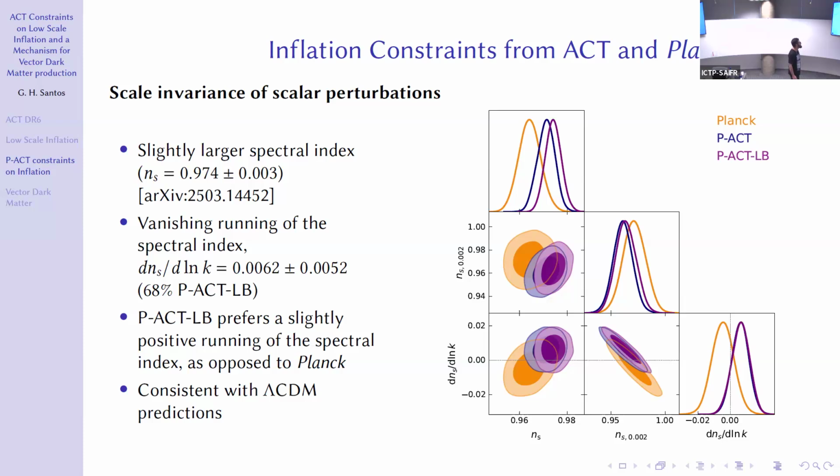No, there's no tension. They just find the value of NS is slightly larger, only a little bit more positive, closer to one. They also compare the running of the spectral index. So dNS/dlnk is very, very small, 0.0062 plus or minus 0.0052. But the small difference between this and the results from Planck is that this data is going to prefer slightly positive running, whilst the Planck one has slightly negative, as can be seen here. The Planck data is slightly to the left, and the purple one is slightly to the right. And this can be seen in this plot.